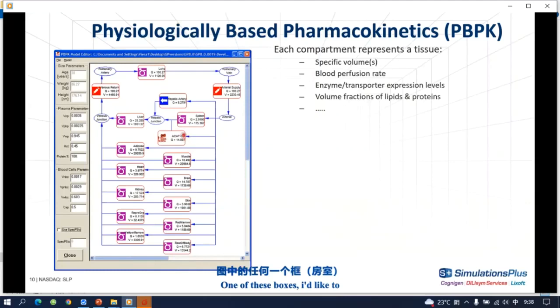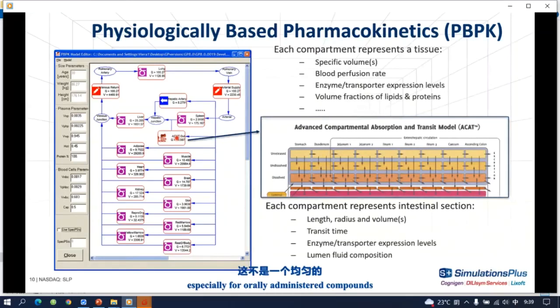One of these boxes I'd like to highlight a little bit more, and this is this one representing the gut compartment. Very important, especially for orally administered compounds. Gut is not a homogeneous single compartment. The environment is very different between stomach, different regions of the intestine, all the way down to colon.